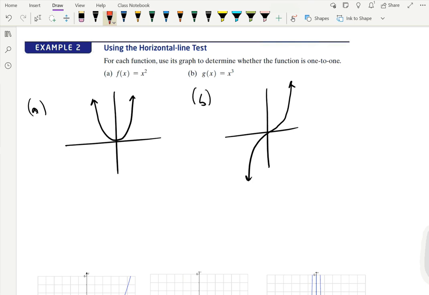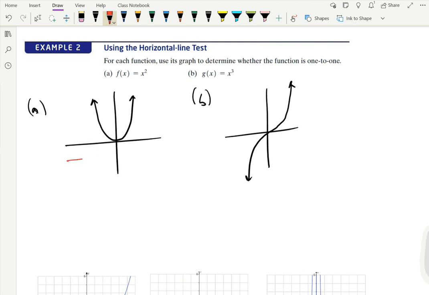Now, both of these are functions. If we drew a vertical line anywhere in the graph of A or the graph of B, we only end up crossing the graph at one point anytime we draw a vertical line. So it would make each of these functions. What we're asking now is, are they one-to-one functions?